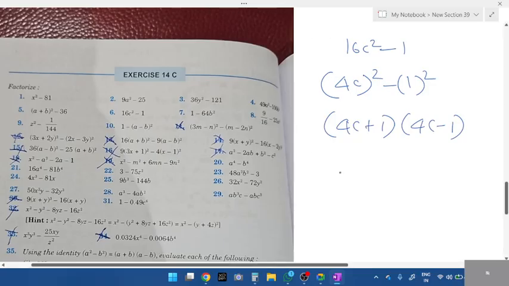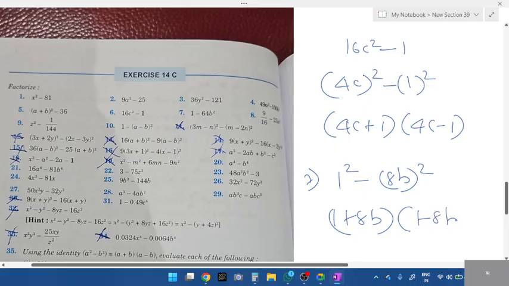Now, seventh question. I'll do it directly. Seventh one is 1 square minus 8b the whole square. What's the final answer? 1 plus 8b into 1 minus 8b. What about eighth question? How many of you can answer?